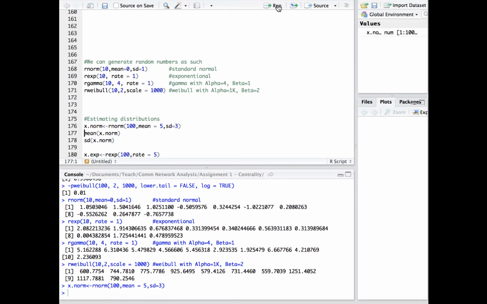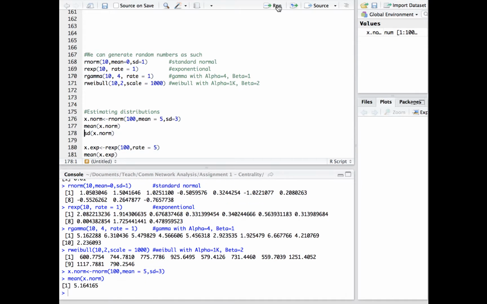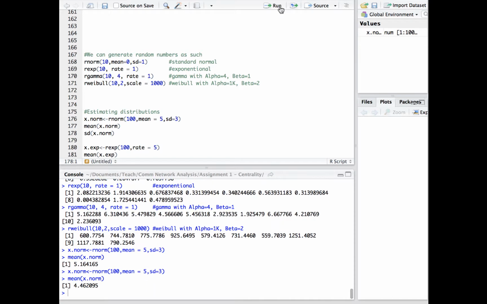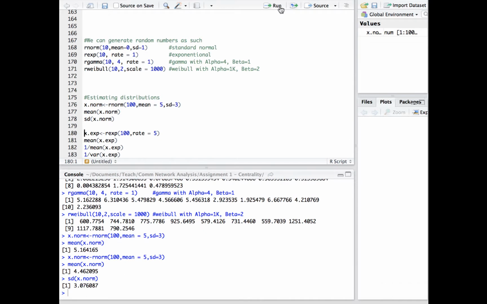Okay, and now I can estimate from that vector of random numbers, well, what is the mean likely to be for these generated numbers, right? And you'll see that it is 5.16. If I were to run that command again and estimate the mean, you'll see that it's a little bit different. And that'll be different every time you do it, but it'll be approximately a mean of 5. And if we run the standard deviation, again, it's approximately 3.